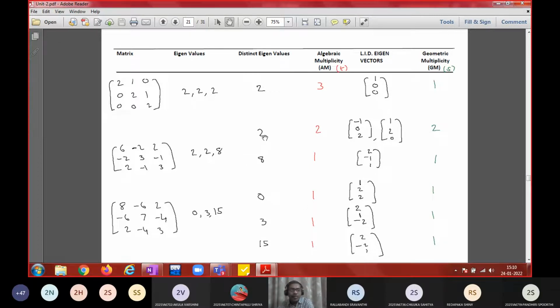Corresponding to 2, you can have 2 linearly independent eigenvectors. Then this 2 is called the geometric multiplicity of 2. And if you are getting only 1, then the geometric multiplicity is going to be 1. In this case, there is only one independent eigenvector. Therefore, GM equal to 1, AM is also equal to 1.